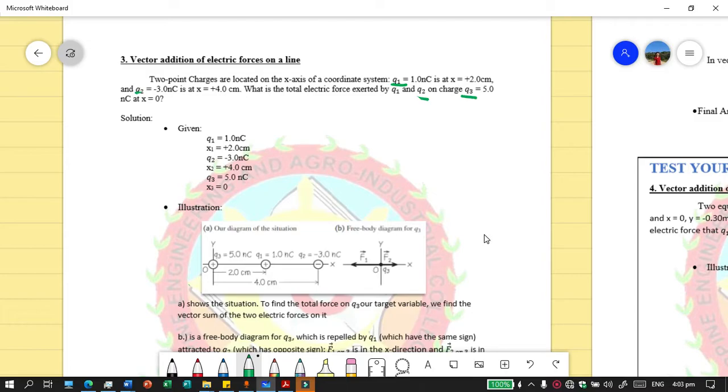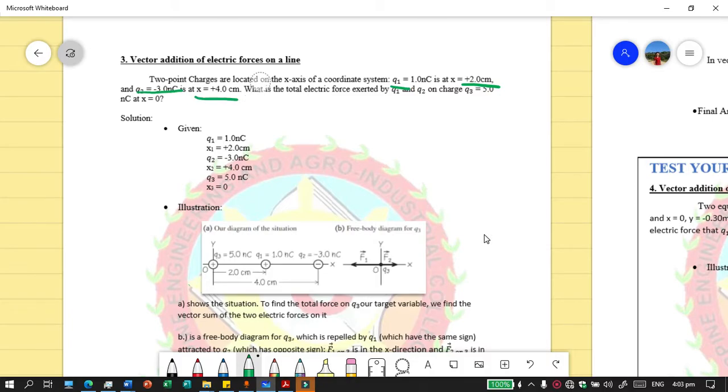So in this video, we're gonna be talking about vector addition of electric forces on the line. So let's try to answer this one. Two point charges are located on the x-axis of a coordinate system. We have charge 1, which is equal to 1.0 nanocoulomb, and it is located at x equal to 2.0 centimeters, while our charge 2 is equal to negative 3.0 nanocoulomb, and it is located at positive 4.0 centimeters.